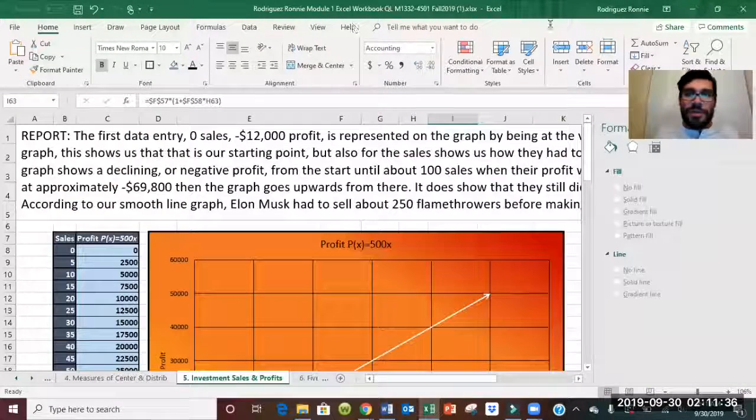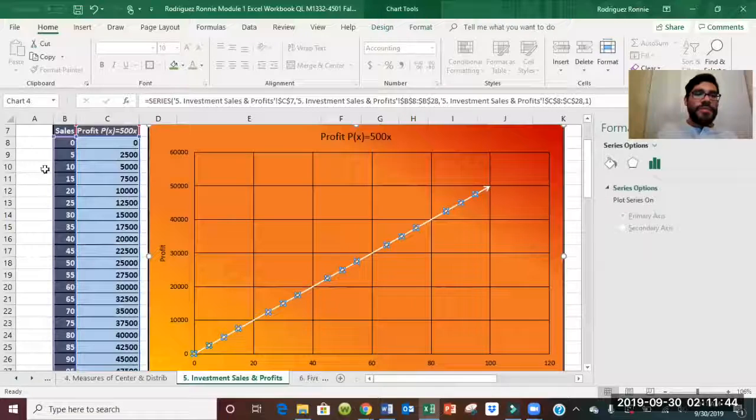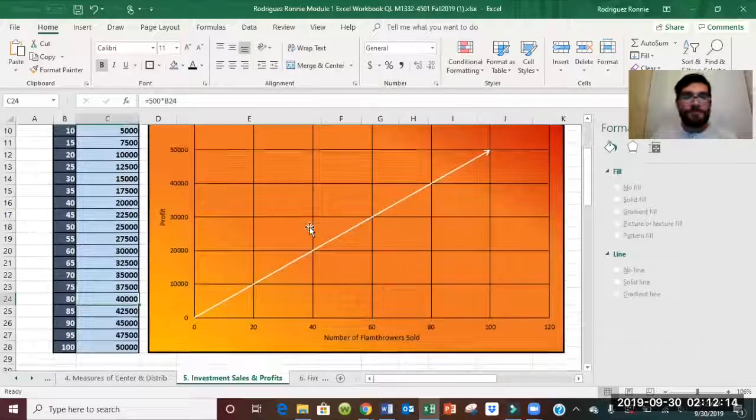Scenario 5 focused on investment, sales, and profits. So we did a scatter plot here. This shows our sales from 0 through 100, and the profit that we would make. The profit equals 500X, so basically 500 times B9. B9 would be our amount of sales, and that's X. So we went all the way down. You can see that it goes up. We continuously make a profit.